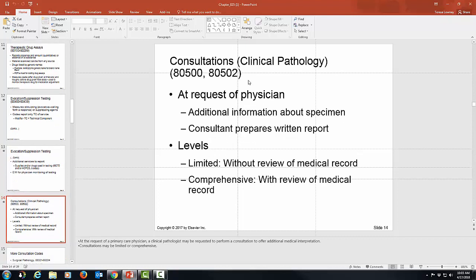Consultations, clinical pathology codes. This has to be at the request of a physician. It is for additional information about a specimen, and the consultant has to prepare, again, a written report. It's never a consultation if you don't have a written report. There are different levels of this consultation for clinical pathology: a limited one, without reviewing the rest of the medical record, only talking about the specimen itself, or comprehensive, with review of the medical record by the consultant.